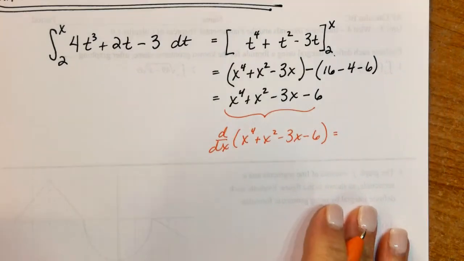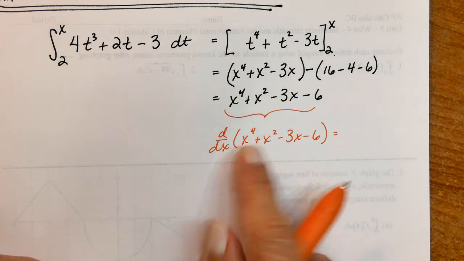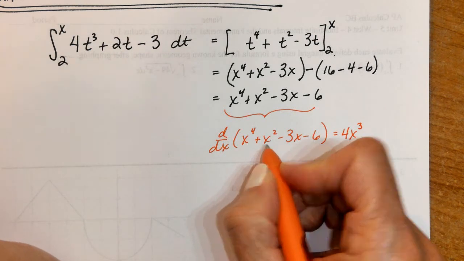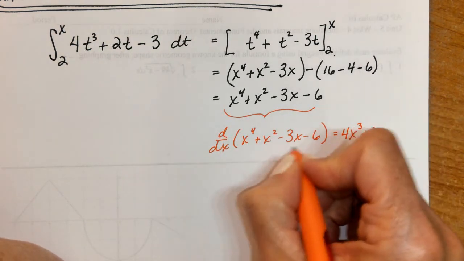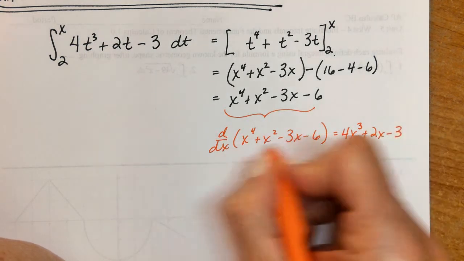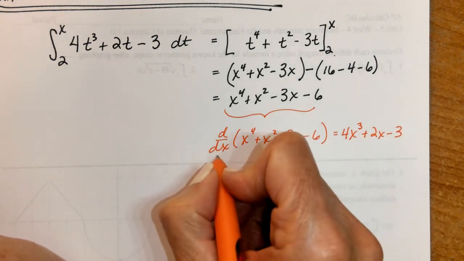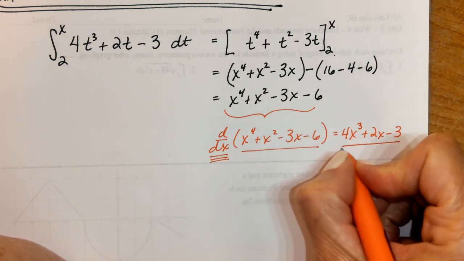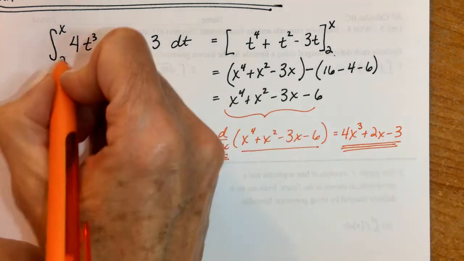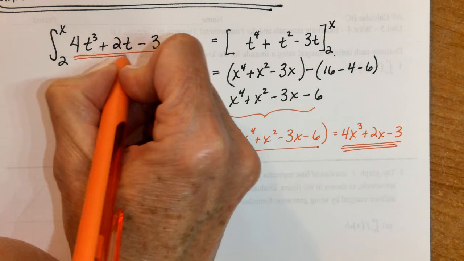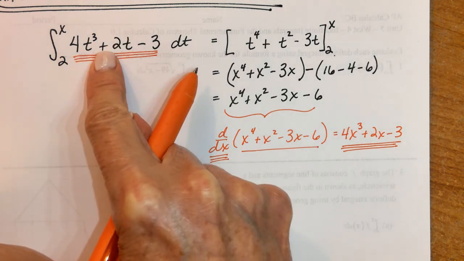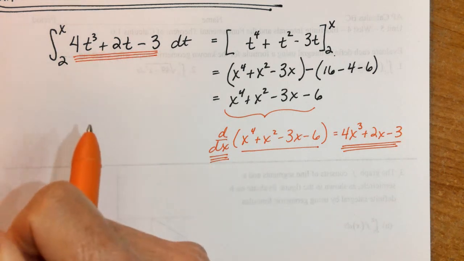What's the derivative of that with respect to x? Well, the derivative of x to the fourth is 4x cubed. The derivative of x squared is 2x. The derivative of negative 3x is negative 3, and the derivative of negative 6 is just 0. So the derivative with respect to x of my answer gave me this. How does that relate to my integrand? Is there a relation there? Well, there sure is a relation there. It's this same thing, except instead of t's, I have an x there.